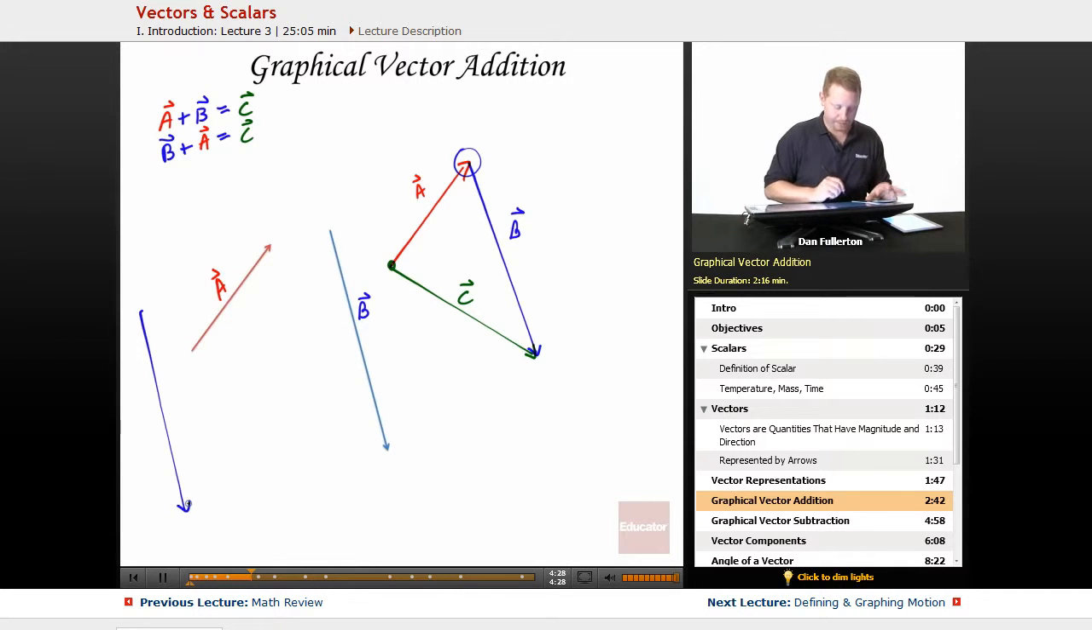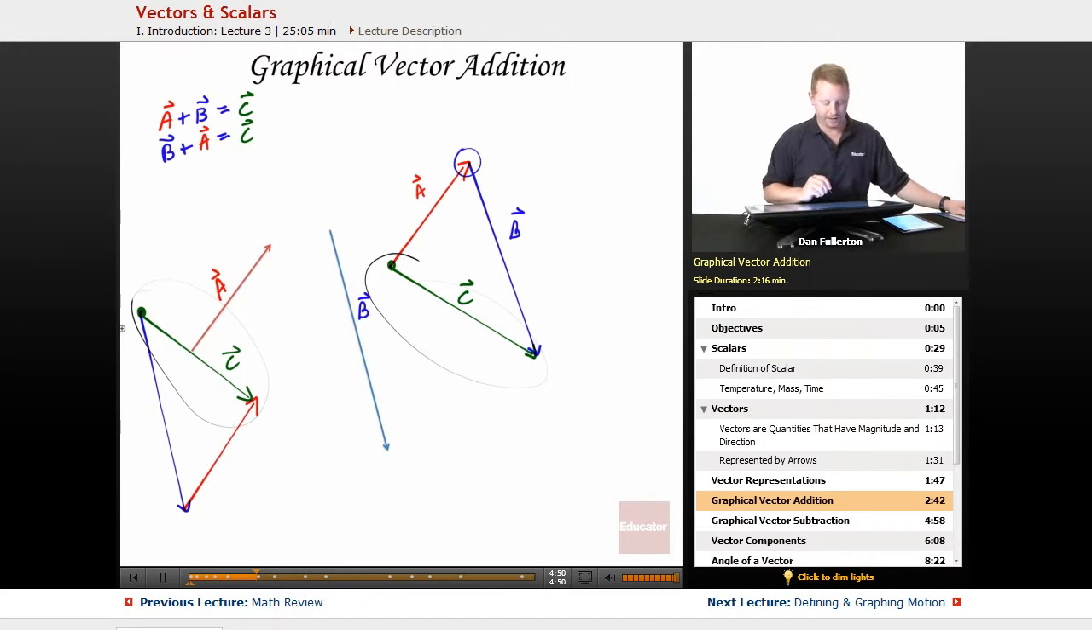There's roughly B. And now I'm going to put A on it, but I'm going to line them up tip to tail in this direction this time. So B comes first, then A. Once again, when I go to draw the resultant, I go from the starting point of the first to the ending point of the last. Notice I have the same thing. Same magnitude, same direction, same vector, same result.